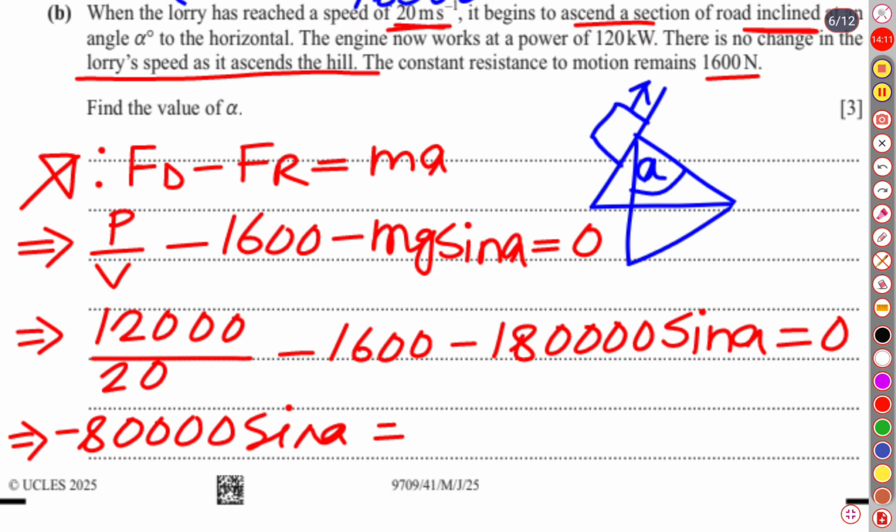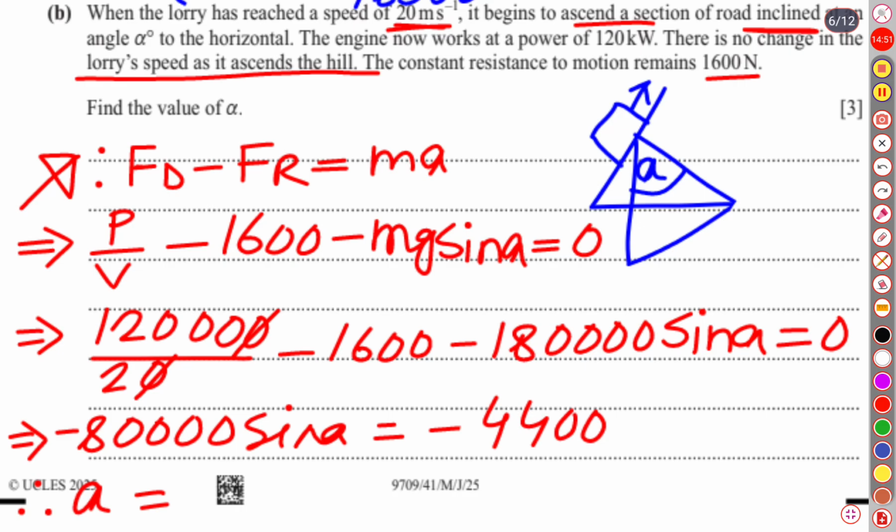Then if we divide this 12,000 by 20, let one of the zeros be dissolved, so 600. So 600 minus 1600, that is negative 1000. Well, then our alpha is going to be, or it is not 1000. So from 120,000, if we divide, it is going to be 6,000. From 6,000, if we subtract 1600, it is going to be 4400.